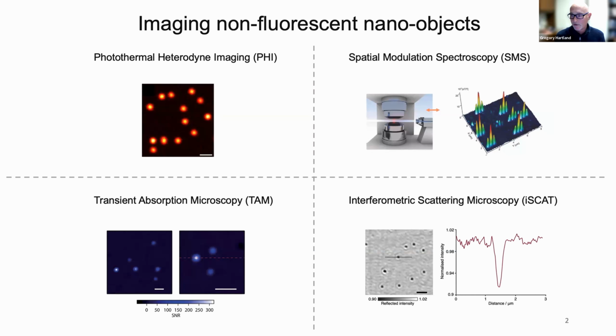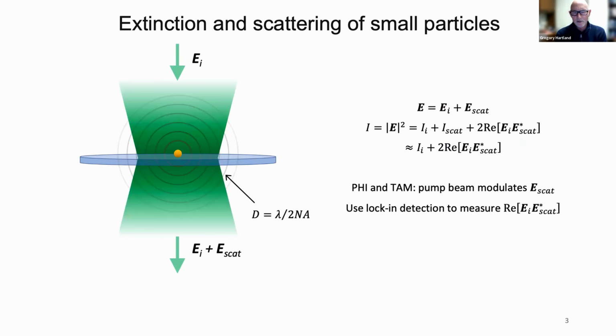So in all of these, as was alluded to, you're detecting a field that goes through the sample or is reflected from the sample that has contributions from the incident light and the scattered light. The way that we try to do things is to modulate the scattered light in photothermal and transient absorption microscopy. You do this by modulating a pump beam, and then you use a lock-in detector so that you only get that interference term between the incident and the scattered light. So the spatial resolution is going to be limited at best by the diffraction limit of the laser beams that you use.